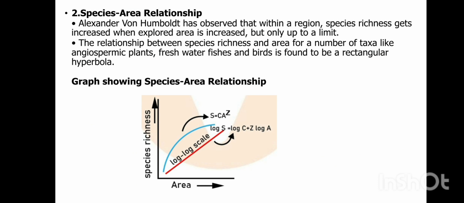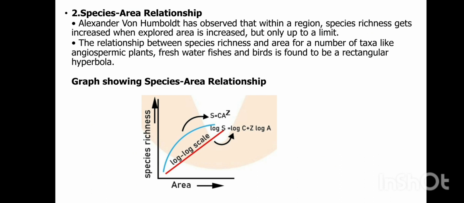Then species area relationship. Von Humboldt observed that within a region, species richness increases when the explored area is increased, but only up to a limit.